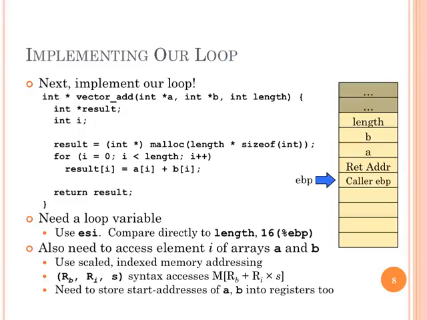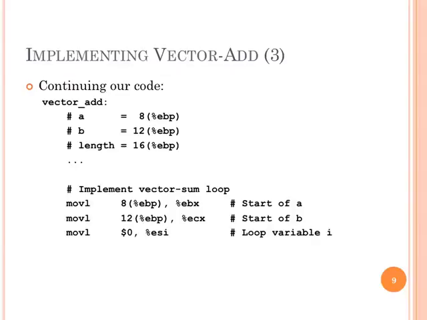So you can see now that we're getting a sense of what we need to store in registers. We need to have our loop variable in a register, we need A and B in a register, and hey, look, we already have result in a register. It's already in EAX. So we have, fortunately, enough registers to do this.